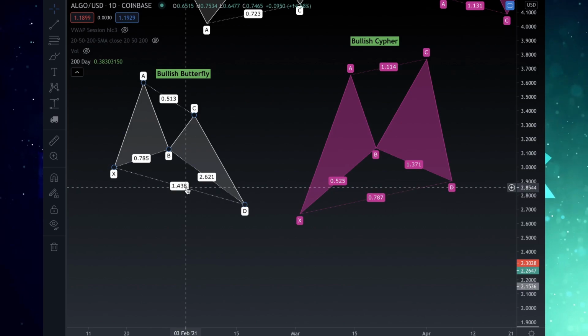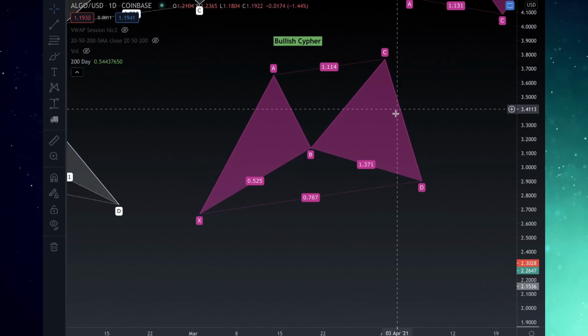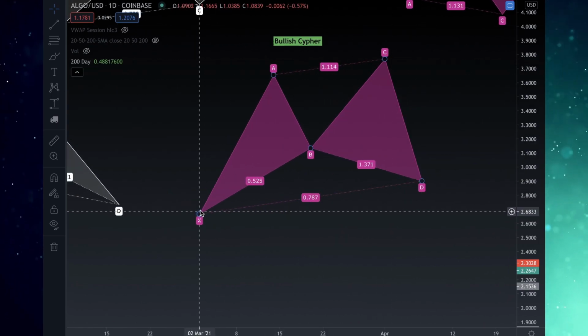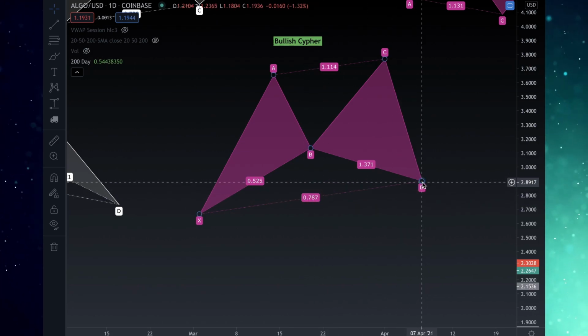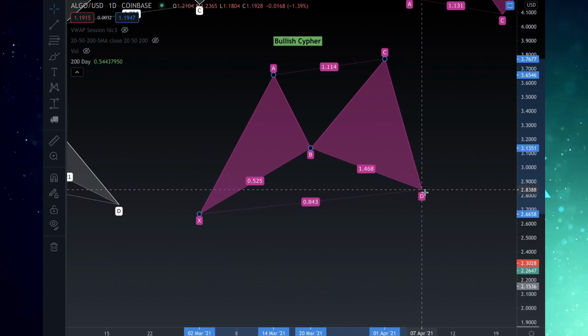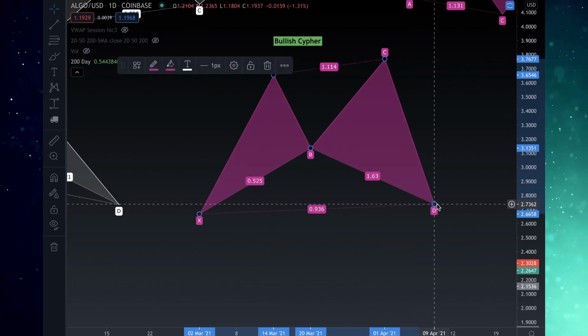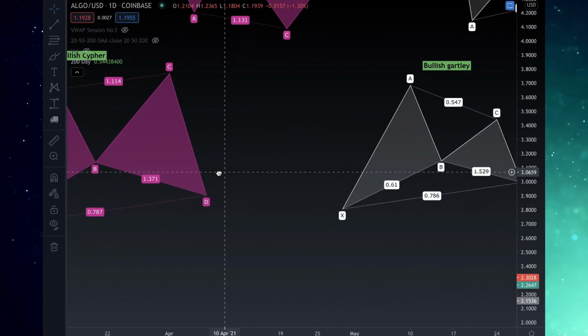And then in terms of where you enter the cipher, it's when the price comes back down, and from your X point to your D point, you have about a 786 retrace, or a 1272, or a 1618. So again, there are multiple different PCZs.